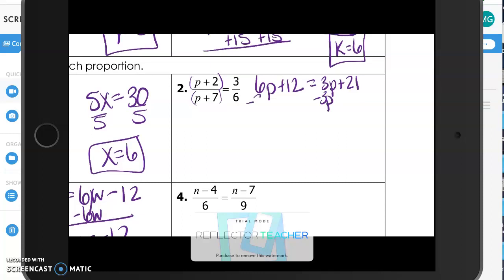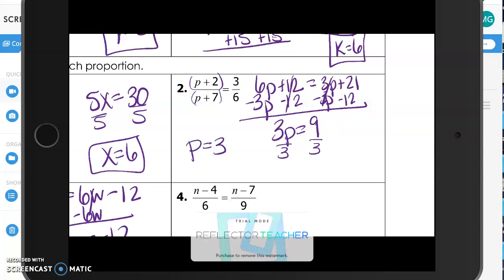Subtract 3p, so I move my variable to the left. At the same time, I'm going to subtract 12 to move my constant to the right. So variables go away to the left, constants go away to the right, giving me 3p equals 9. So then I can divide and get p equals 3 as my final answer.